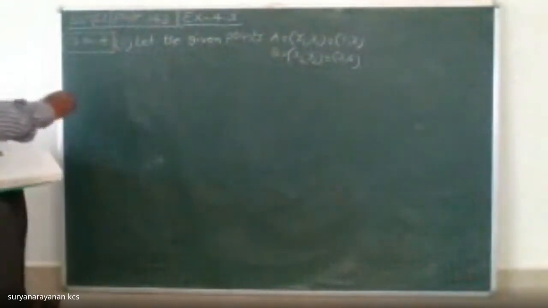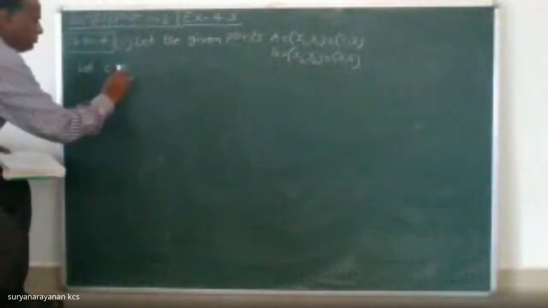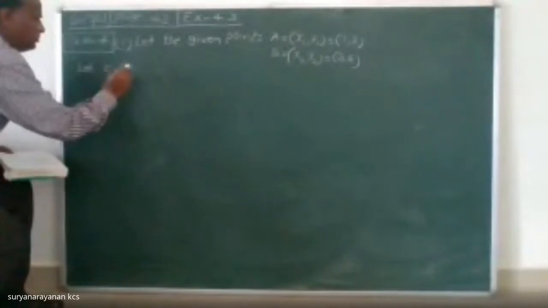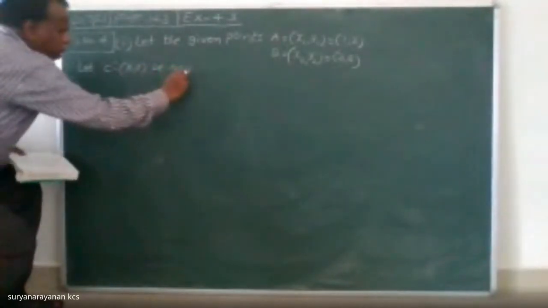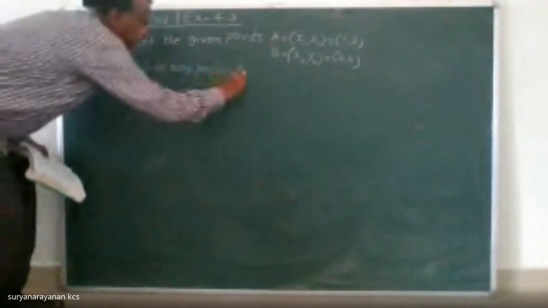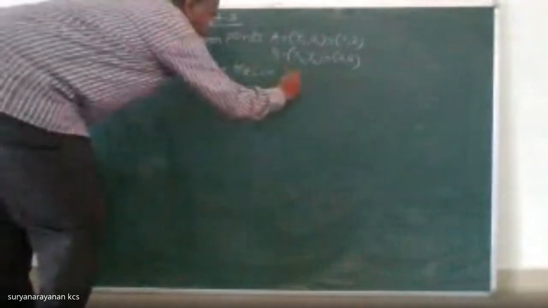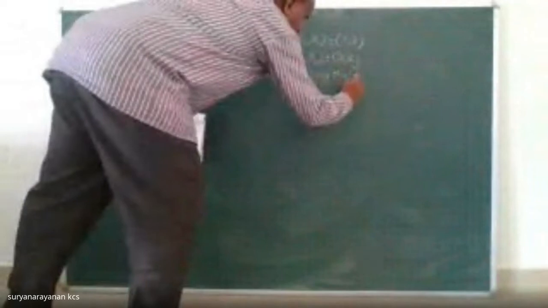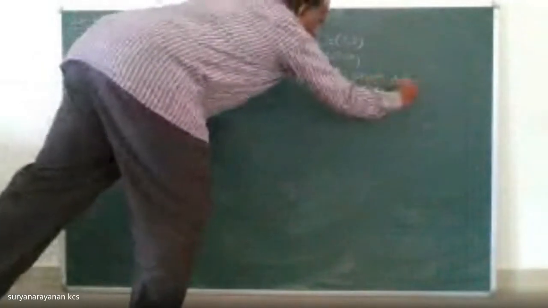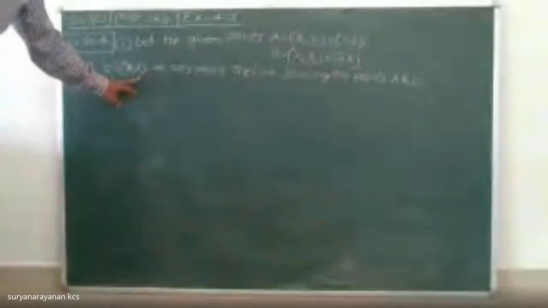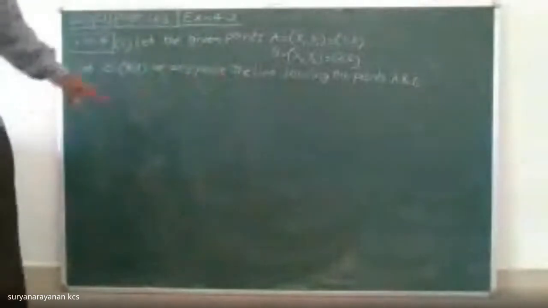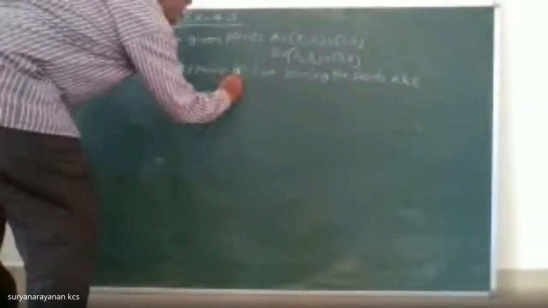Now let us consider C to be any point on the line joining the points A and B. Let us consider C equal to (x, y), the ordered pair (x, y), be any point on the line joining the points A and B.